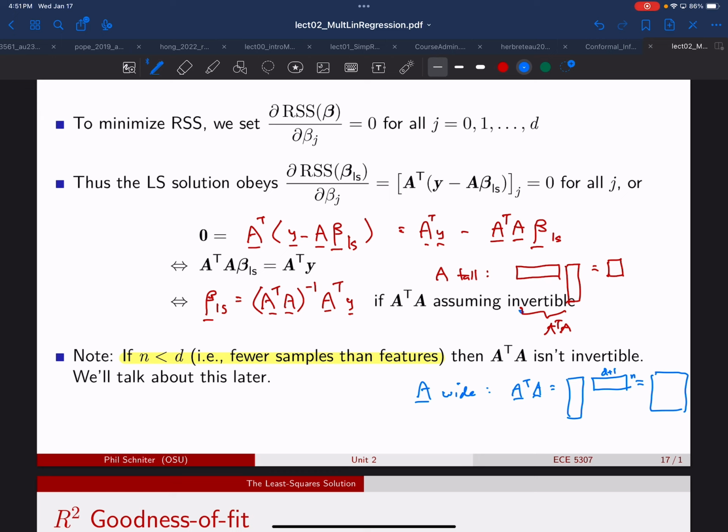Okay, so that's what we have finally. We actually now have an expression for our least squares coefficients. We know how to design them. So we solved that problem.